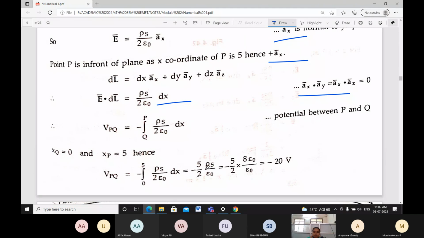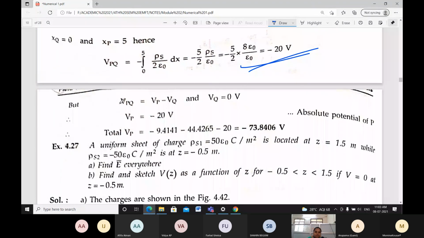That's going to be equal to 5 by 2 rho s divided by epsilon naught. The value is going to be minus 5 divided by 2. This rho s is 8 times epsilon naught divided by epsilon naught. Then we'll get minus 20 volts. This is the problem. Next, Vpq is Vp minus Vq. Vq is 0. Therefore, Vp is the same value, minus 20 volts. Therefore, total Vp, you just add all the three, then we'll get minus 73.8406 volts. This is how you should go with the problem.